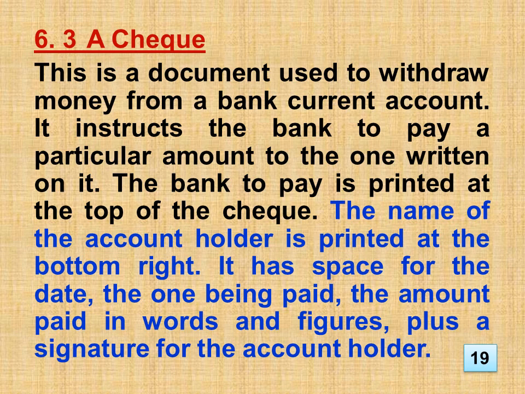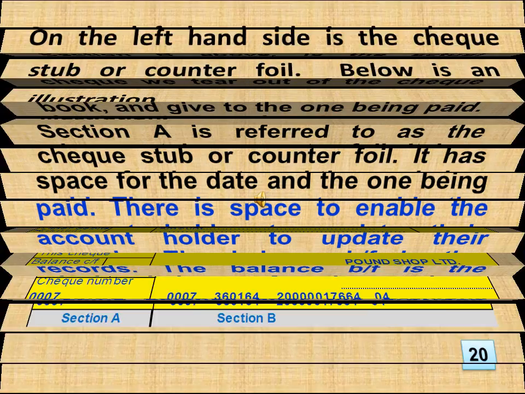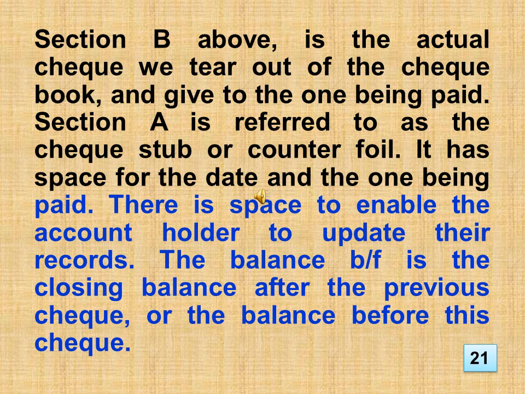It has space for the date, the one being paid, the amount paid in words and figures, plus a signature for the account holder. On the left-hand side is the check stub or counterfoil. Below is an illustration. Section B above is the actual check we tear out of the checkbook and give to the one being paid. Section A is referred to as the check stub or counterfoil.